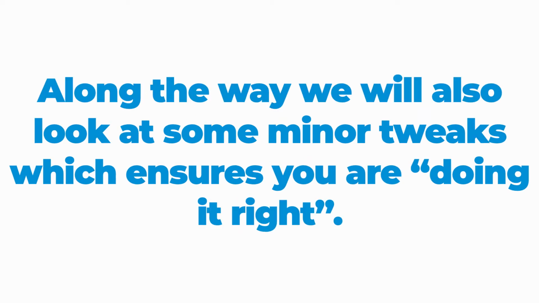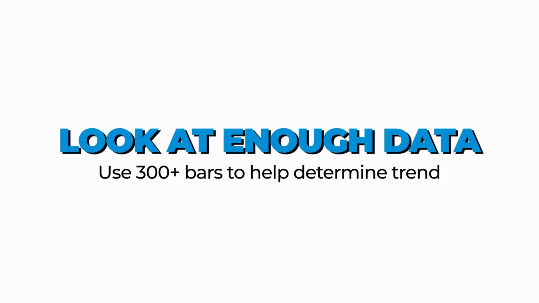And along the way, we're also going to look at some minor tweaks which ensure that you're doing it right. And the first of those is to look at enough data. You should not just focus on the immediate right-hand side of the chart. You need to look at the whole chart, and not just the whole chart, but enough bars or candles on the chart. You want to look at 300 bars or more to be able to help you determine the trend.